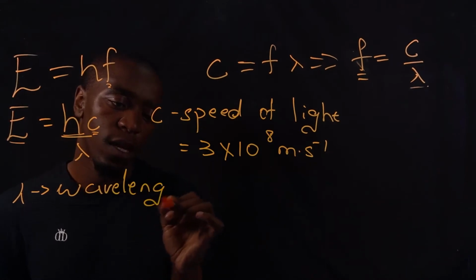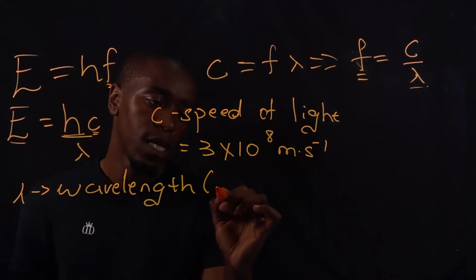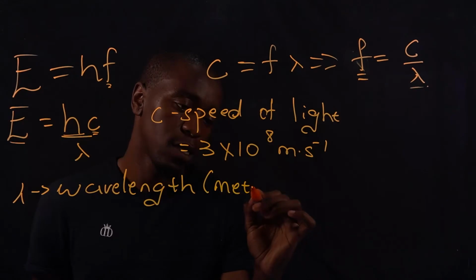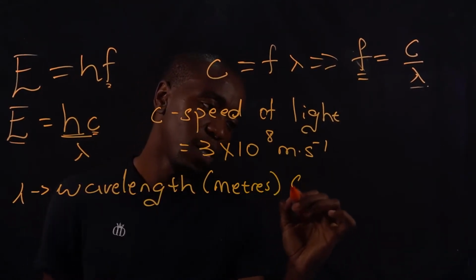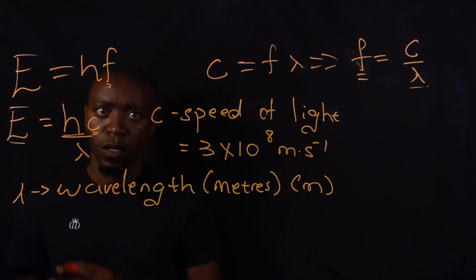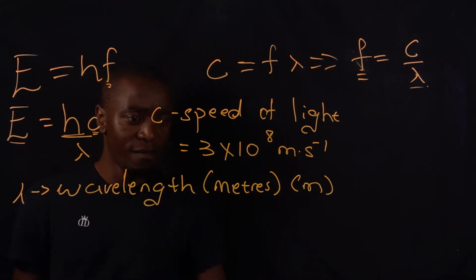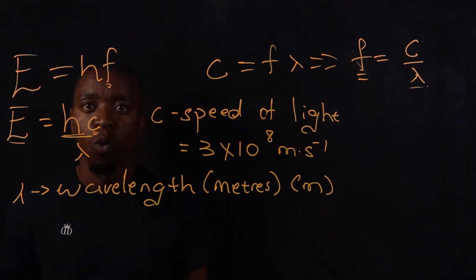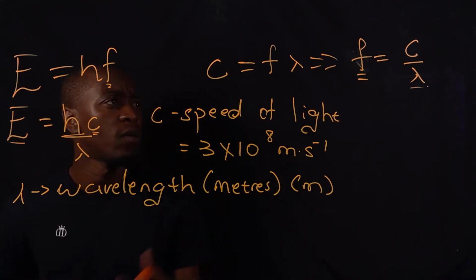It's wavelength that is measured in meters. We measure it in meters and we symbolize it by the symbol m. So in essence, we have everything that we need for now to calculate the energy of a photon.